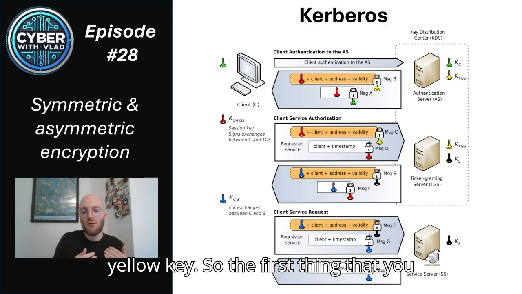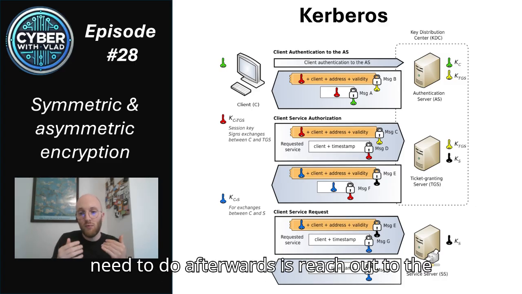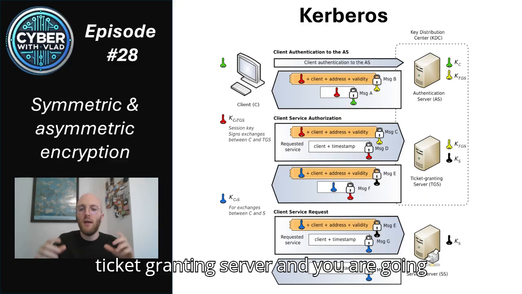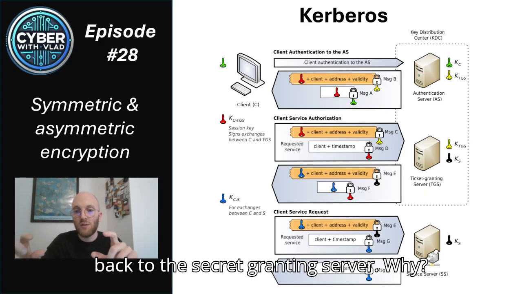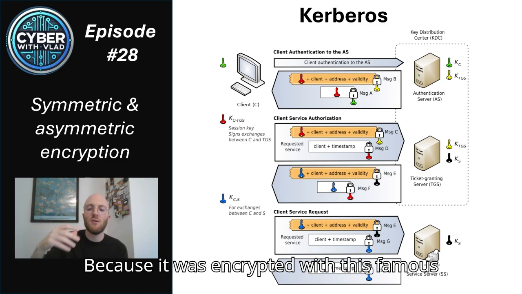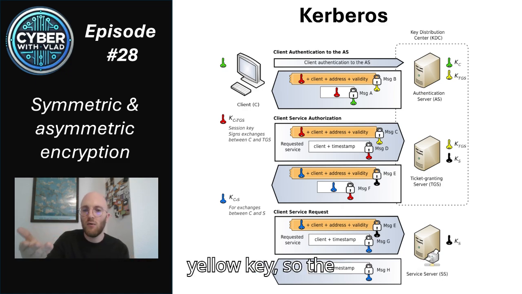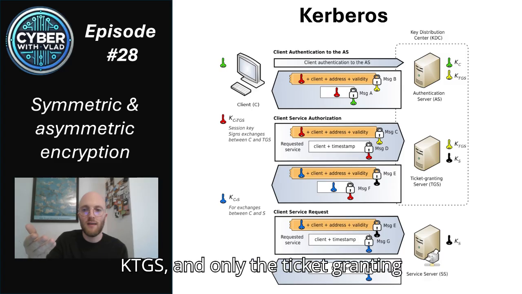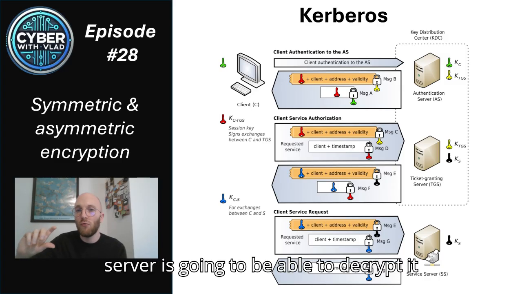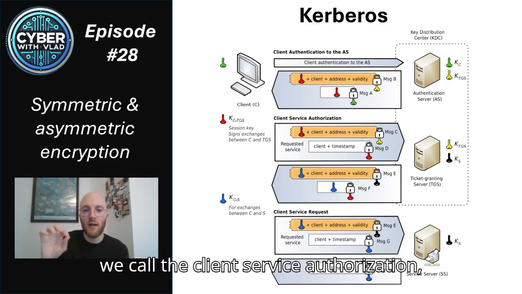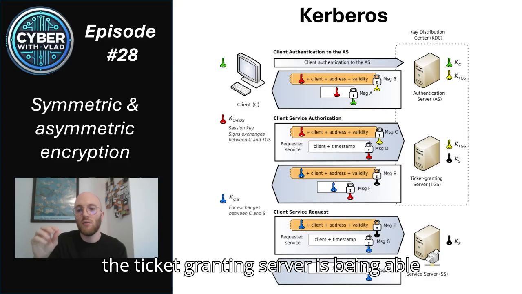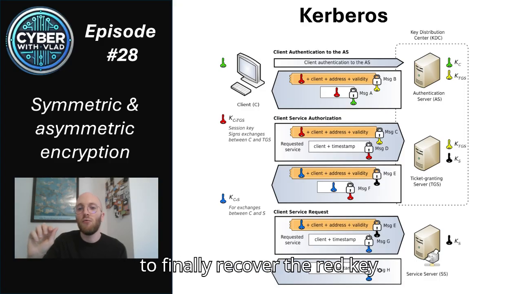So the first thing that you need to do afterwards is reach out to the ticket granting server, and you are going to take this orange message and send it back to the secret granting server. Why? Because it was encrypted with this famous yellow key, the KTGS, and only the secret granting server is going to be able to decrypt it. So after this first step, which we call the client service authorization, the secret granting server is finally able to recover the red key.